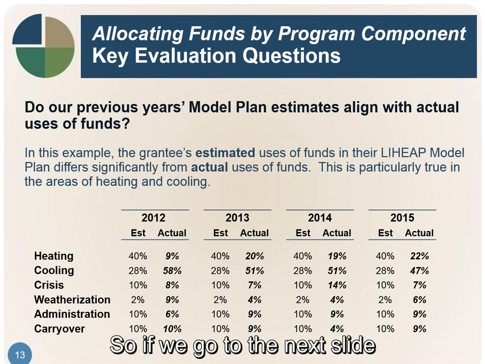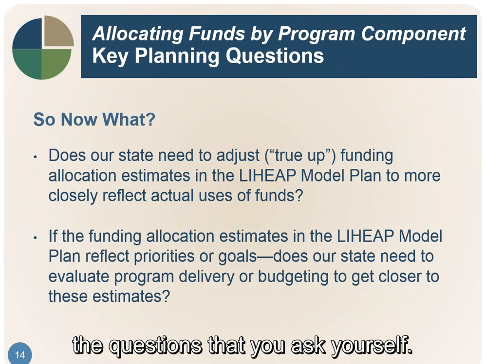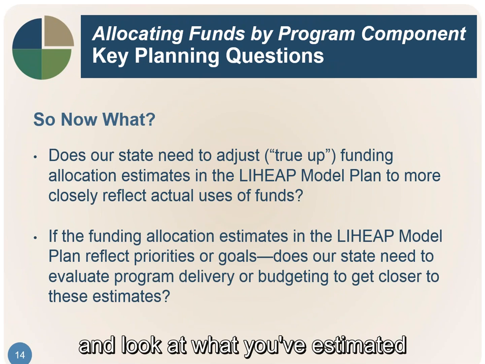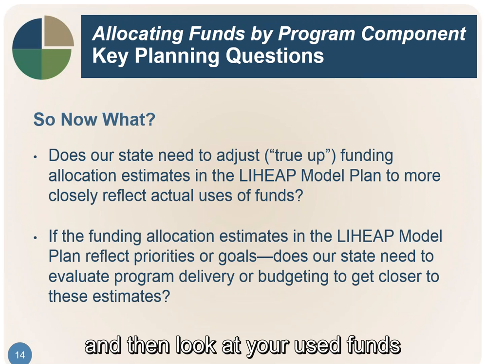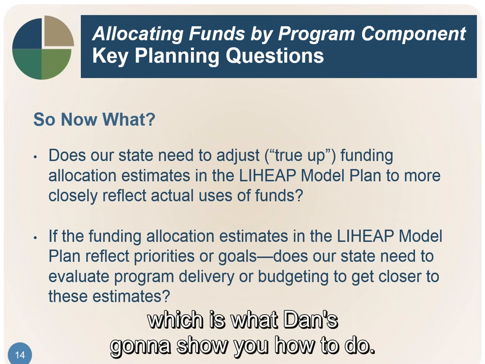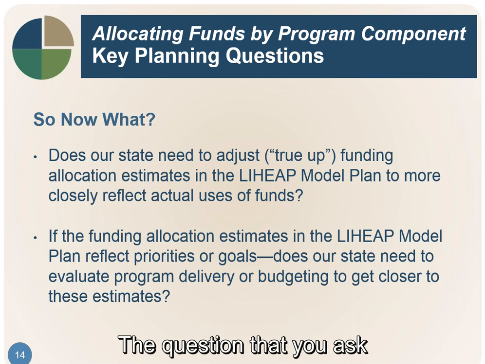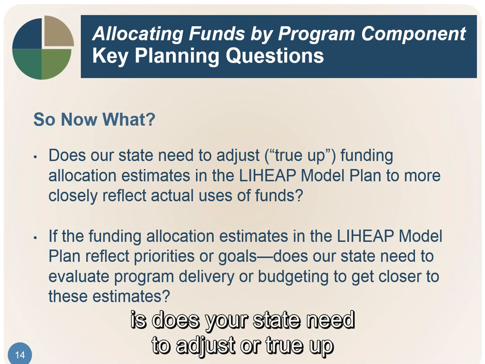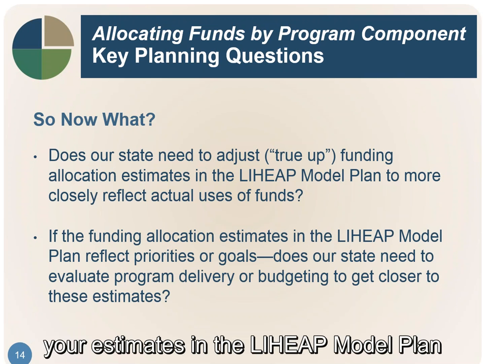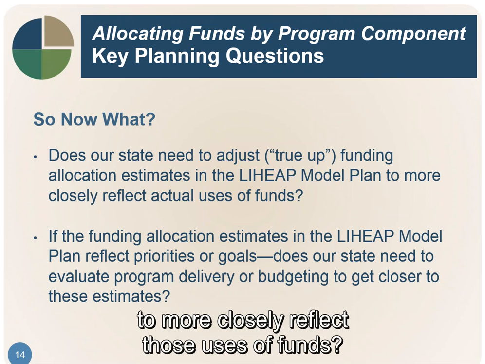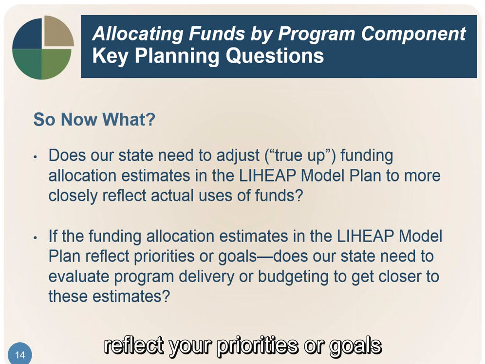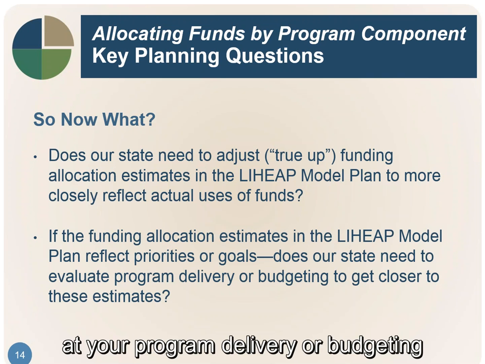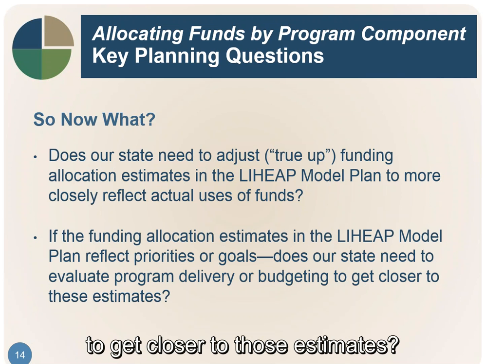And so if we go to the next slide, the questions that you ask yourself: if all of you were to go out today and look at what you've estimated over the last, even just your last 2 years, and then look at your uses of funds, which is what Dan's going to show you how to do, the question that you ask when you put those two side by side is, does your state need to adjust or true up your estimates in the LIHEAP model plan to more closely reflect those uses of funds? Or, if the funding allocation estimates in your model plan reflect your priorities or goals, does your state actually need to look at your program delivery or budgeting to get closer to those estimates?